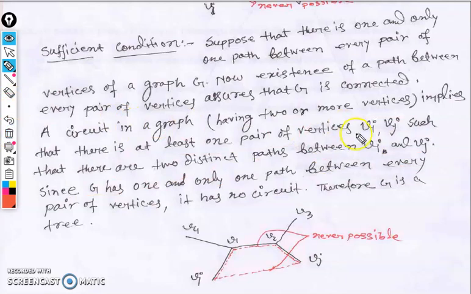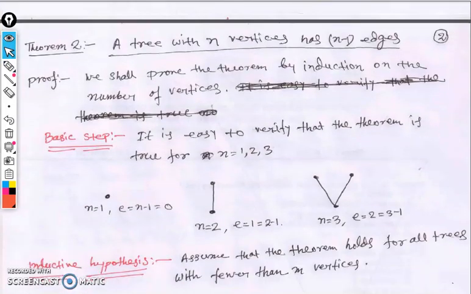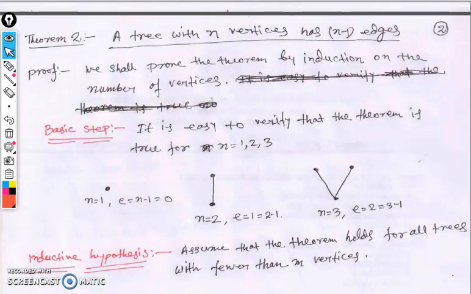Okay, next we move to the next theorem. Second theorem: a tree with n vertices has n minus 1 edges.